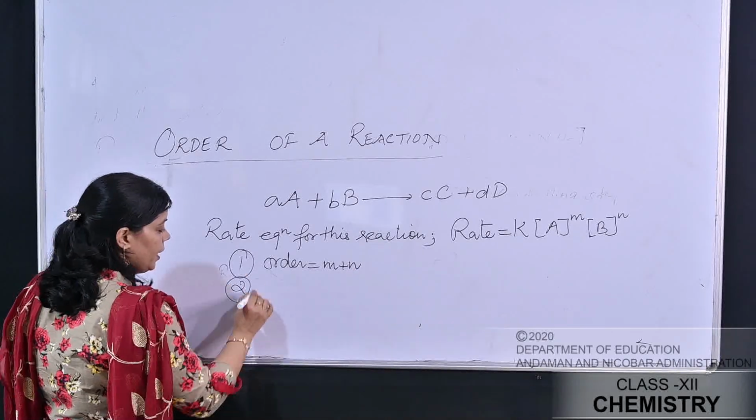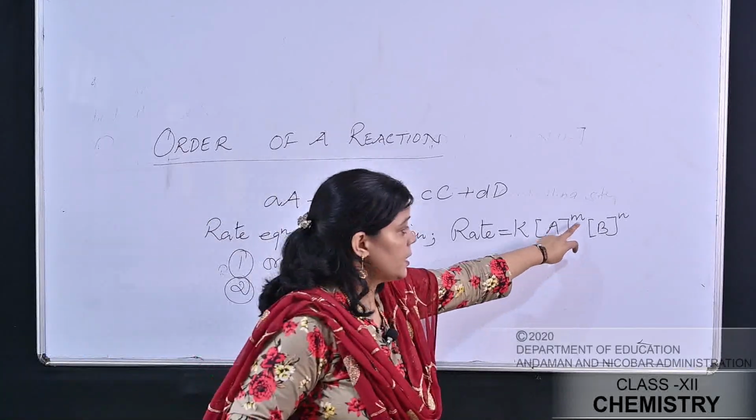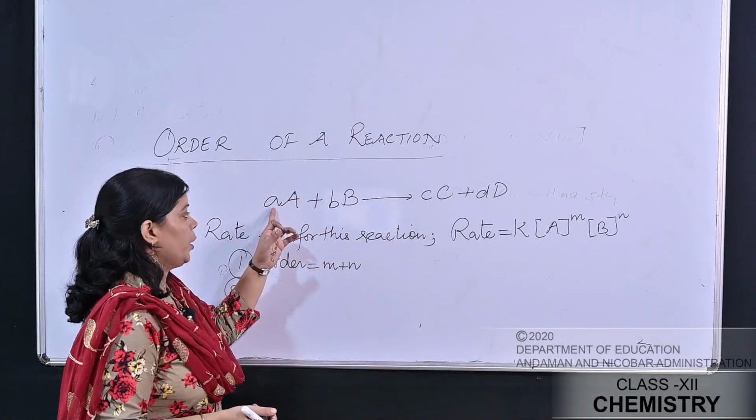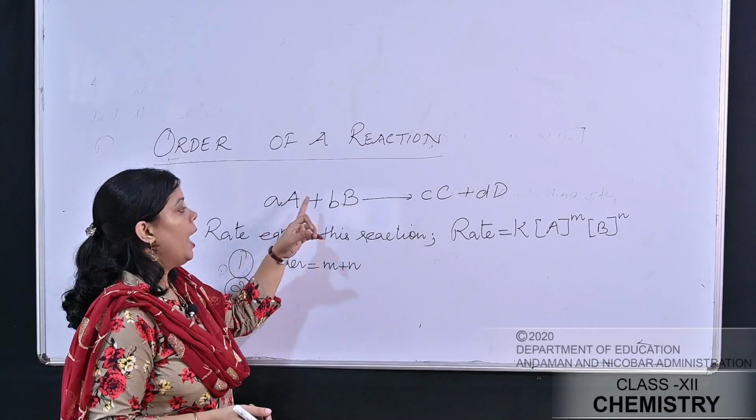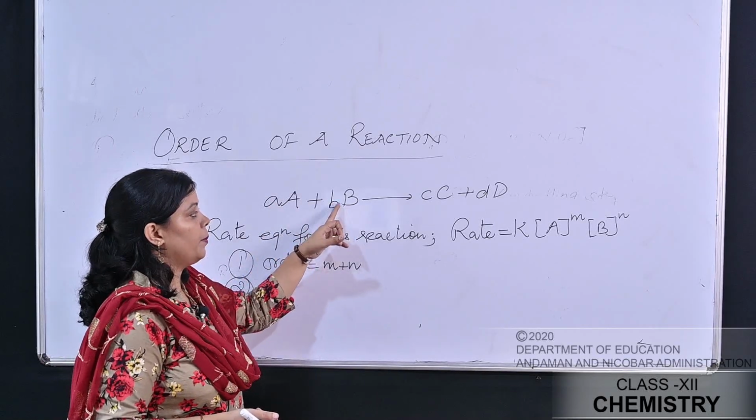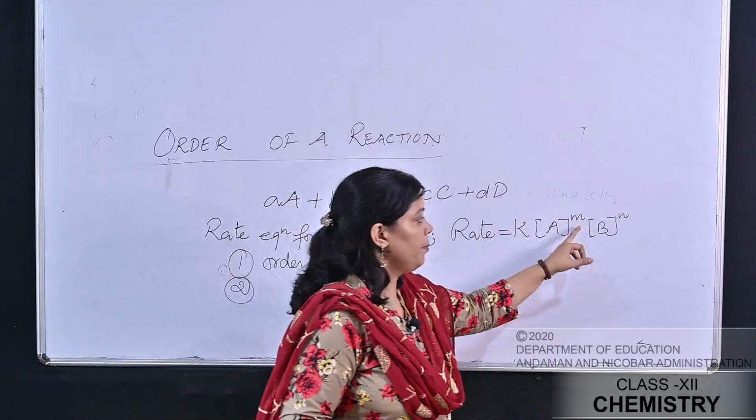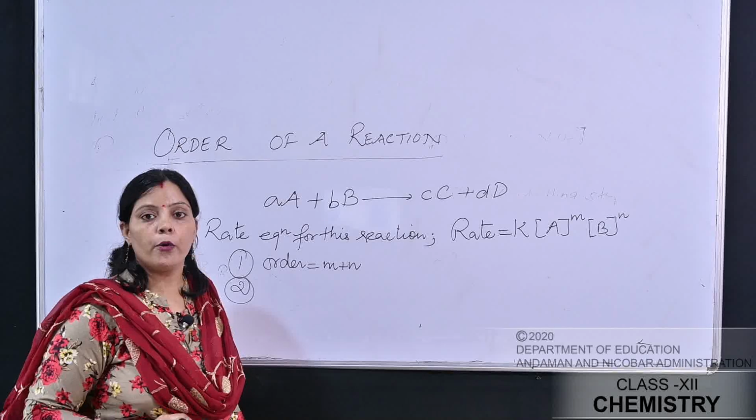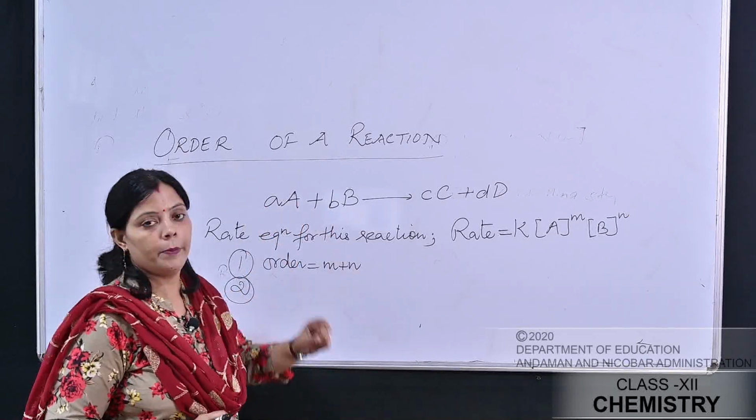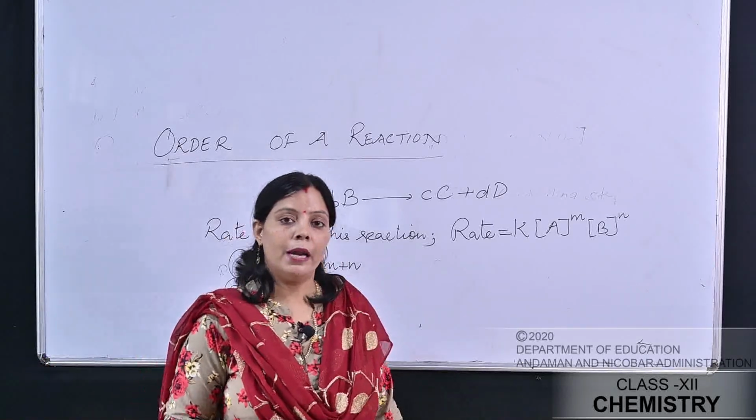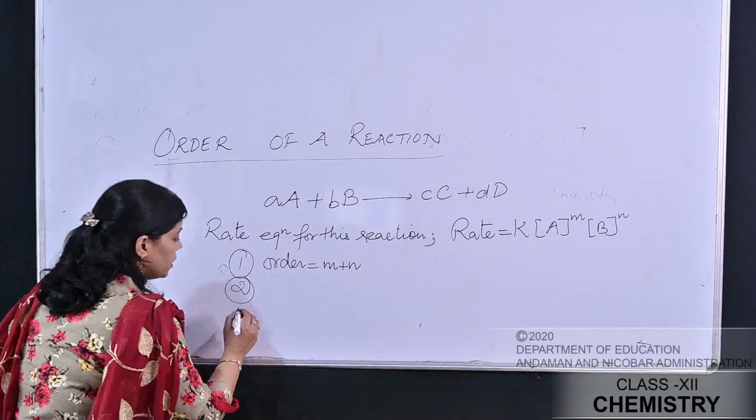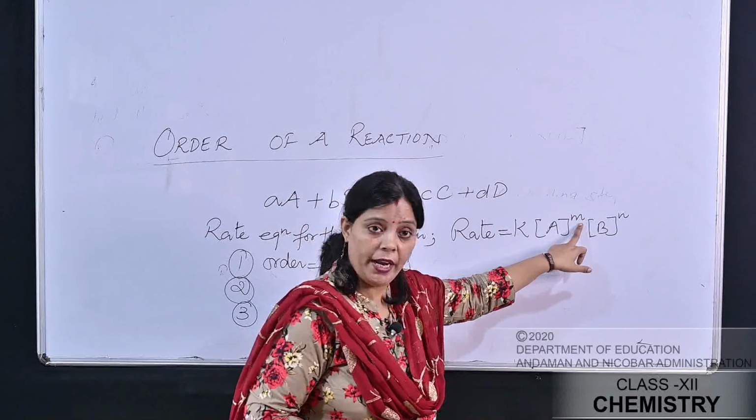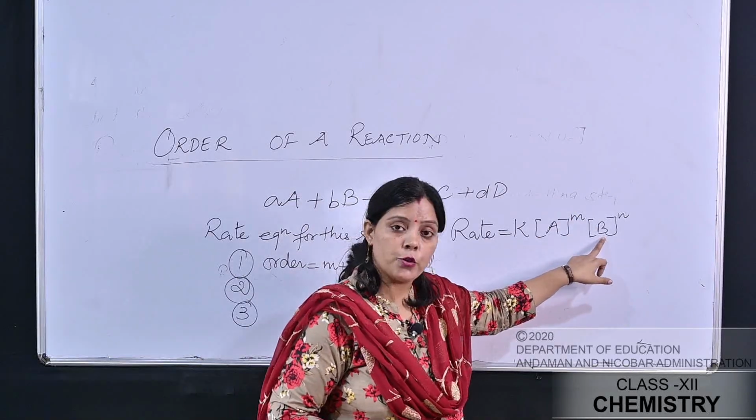The second point noted here is that this m and n have no relation with the stoichiometric coefficient of A, that is small a, and the stoichiometric coefficient of B, that is small b, because m and n are calculated experimentally, whereas the stoichiometric coefficients, small a and small b, are derived from the balanced chemical equation. The third point is that the order with respect to A is m and the order with respect to B is n.